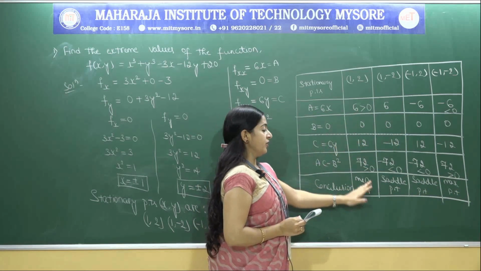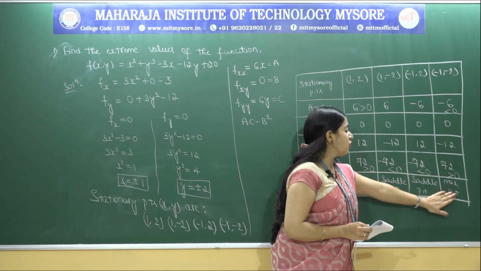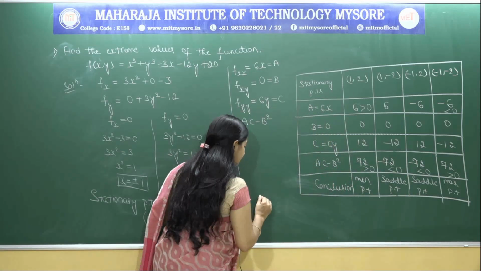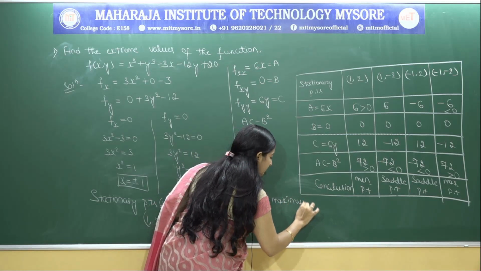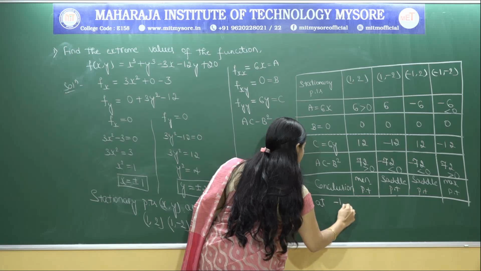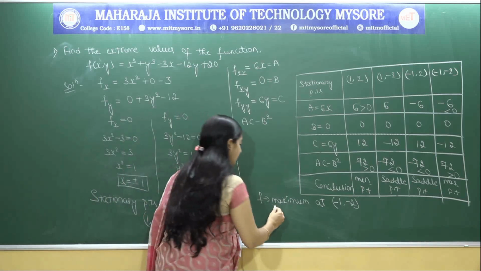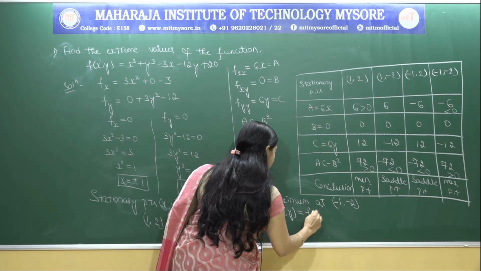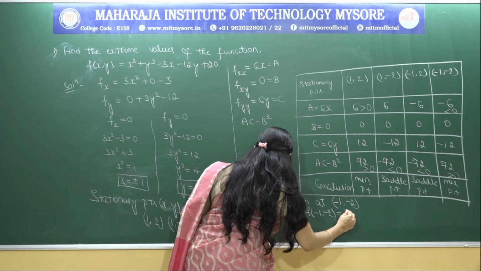So the first stationary point, you got the minimum point. Second one, you got the saddle point. The third one is the saddle point. The fourth one is the maximum point. So the given function is maximum at the point minus 1 comma minus 2. So if you substitute minus 1 and minus 2 for the given function f of x comma y, you will get the maximum value, that is f of minus 1 comma minus 2, you will get 38.